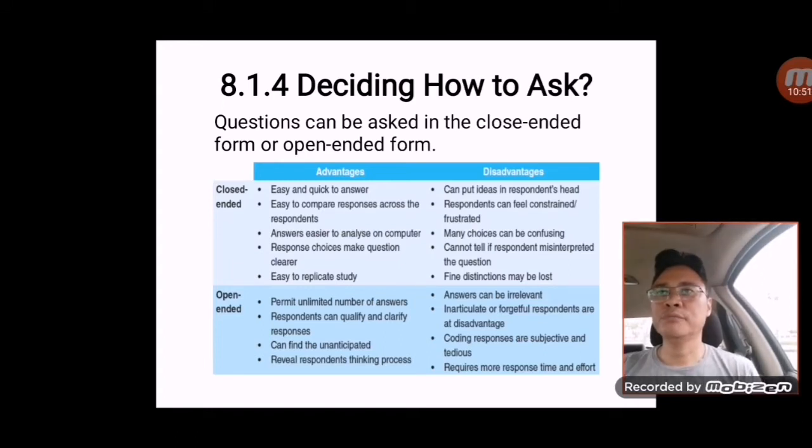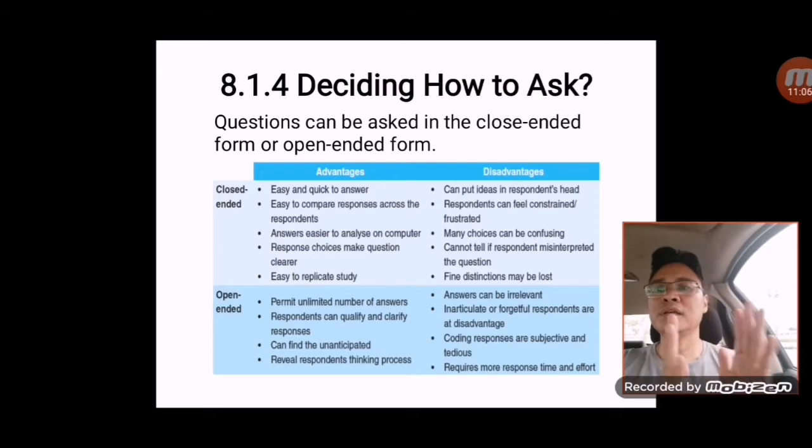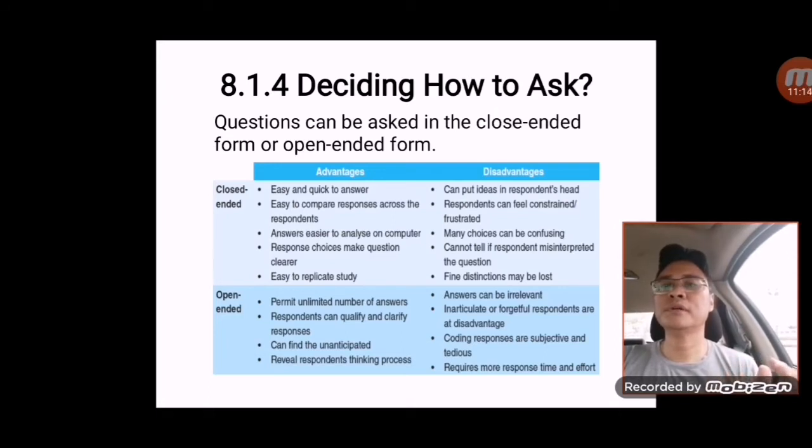Okay, an example could be: please state your opinion, how can you improve your satisfaction level at this site. Maybe they will answer in various ways, the numerous answers, right. Okay, we look at the advantages and the disadvantages. Okay, closed-ended can put ideas in the respondent's head. Respondent can feel constrained, frustrated. Many choices can be confusing. Cannot tell if the respondent misinterprets the question. Fine distinction may be lost.